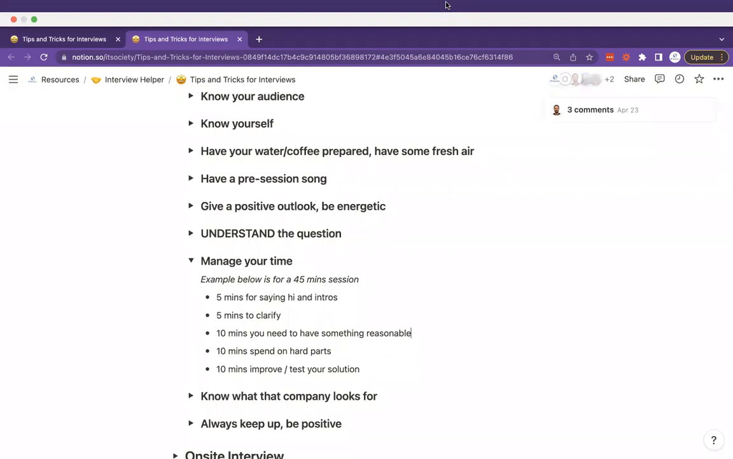Anything to add here? If not, let's go to know what a company looks for.